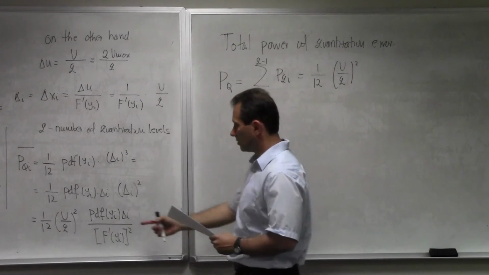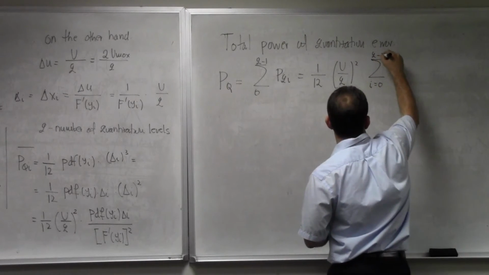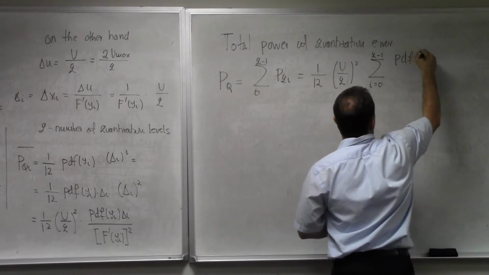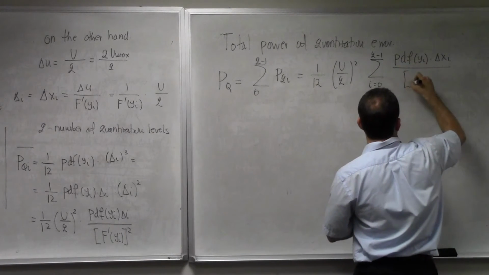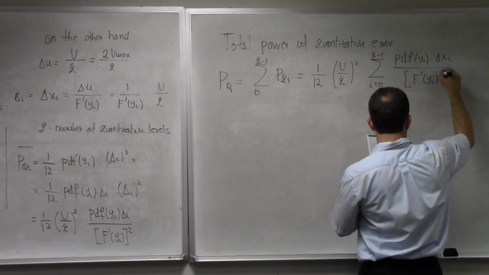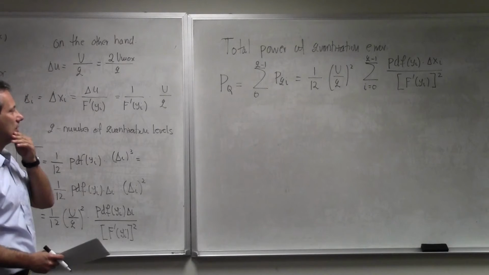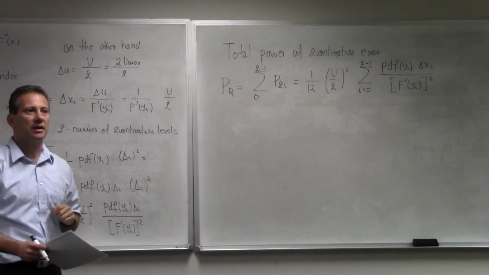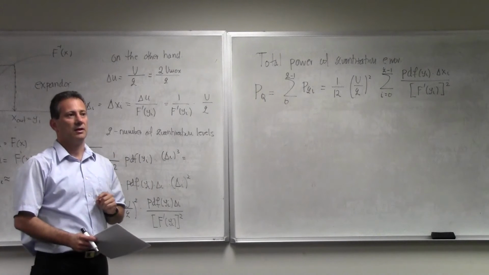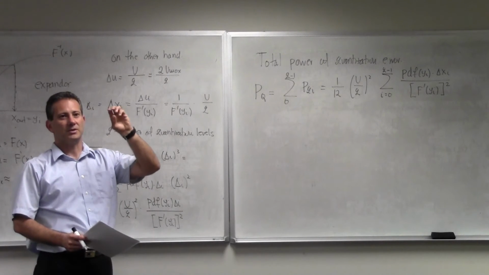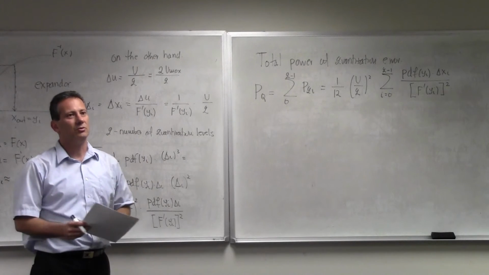That does not depend on i, this is a constant that sits outside. And then I have the sum, when i goes from 0 to q minus 1, of PDF of y_i times delta x_i divided by f prime evaluated at y_i quantity squared. Now, this sum is a consequence of us having a discrete number of quantization intervals. If that number is relatively large and our quantization intervals are relatively small, then I can squint a little bit, and this sum turns into an integral, right? Because for small increments, when I'm summing, I'm actually doing integration.